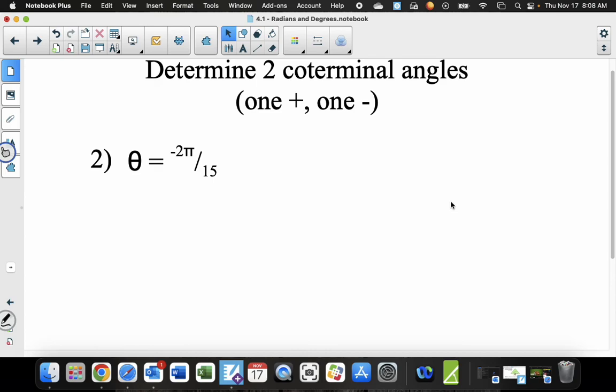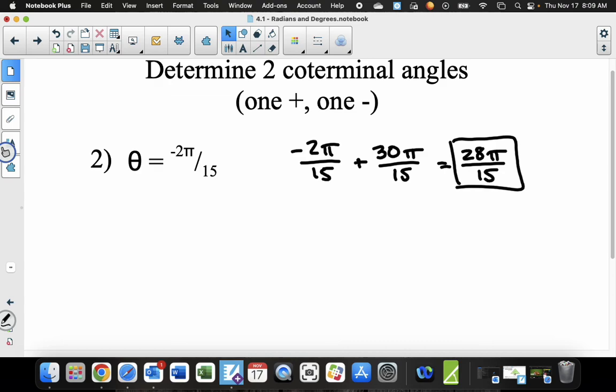So I'm going to take the negative 2 pi over 15, and I'm going to add 2 pi. I'm going to add 360, a full circle. By the way, if we're adding 2 pi over 1, we've got to get a common denominator again. What would that be over 15? 30 pi over 15. That's really 2 pi with a common denominator. If I add those two together, we end up with 28 pi over 15. There's your positive answer, the positive radian measure.